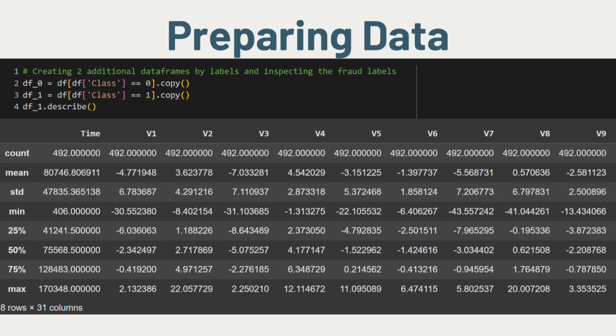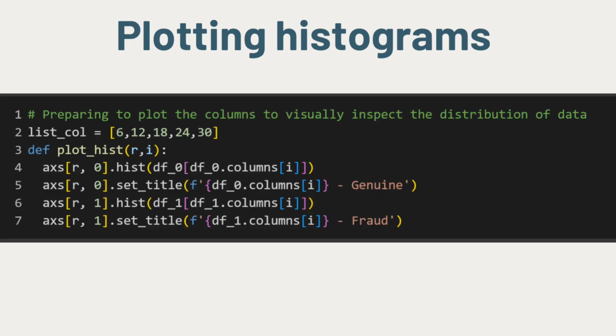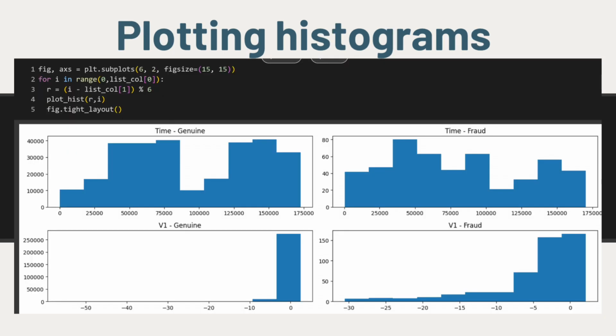Next, I will create 2 separate data frames, each containing the data with distinct labels. We will use these two data frames to plot histograms and visualize the distributions of the data. I will not be showing all the histograms here as there are too many, but I will highlight a few histogram plots which I find interesting.